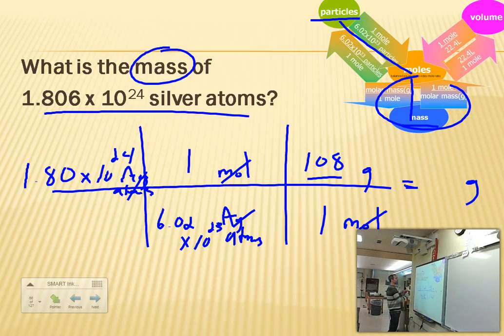So I would multiply, if I have my calculator, which I do, which you can't see, and unfortunately I can't do it on the smartboard, but if I did 1.806 times 10 to the 24th, remember that's the exponent key, and then I just times it by 108, and then divide it by 6.02 times 10 to the 23rd, I get 324 grams. Okay, so you want to type that in on your calculator.